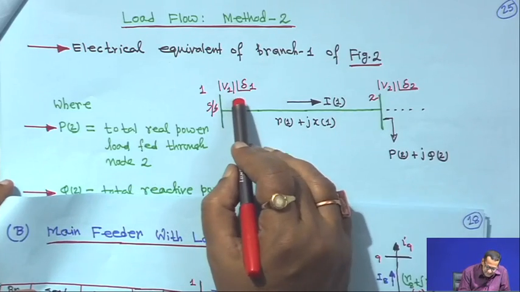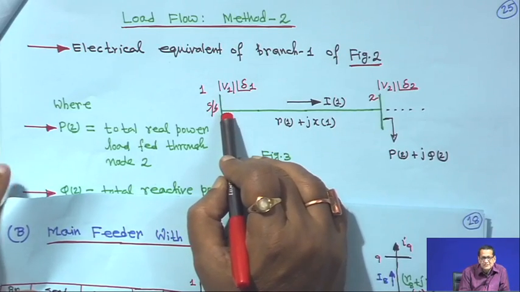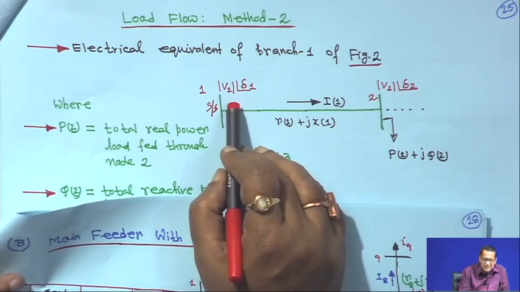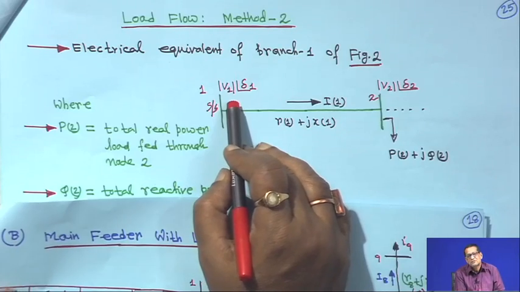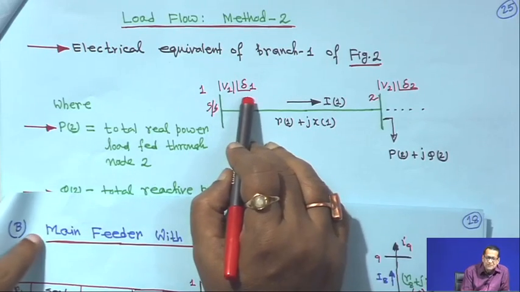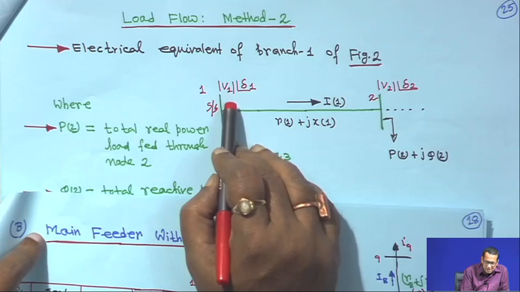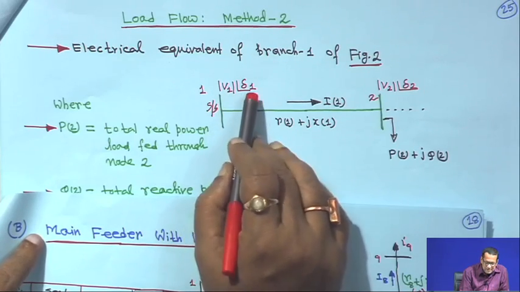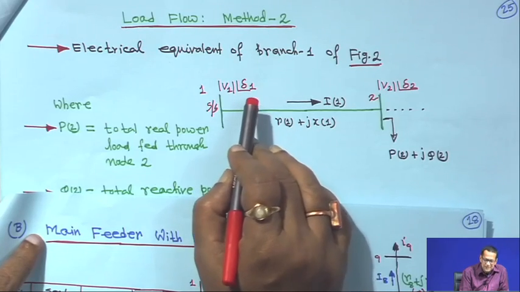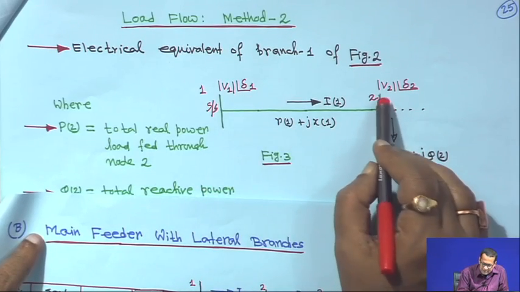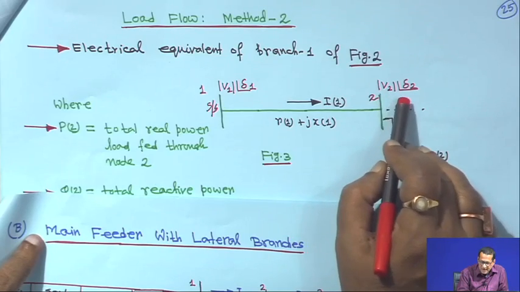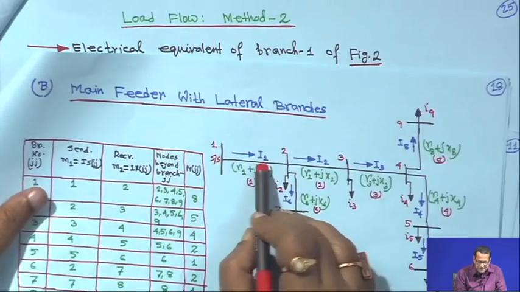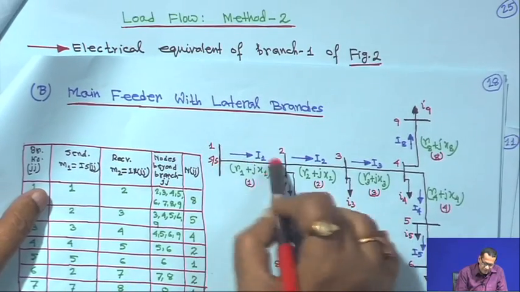This is the substation, the slack bus for distribution load flow, as we will see later. Mod V1 is the voltage magnitude; I will not say mod V1, mod V2 and so on again and again, I will simply write V1 angle delta 1, but it is understood that this is the magnitude. Delta 1 is the angle of the slack bus, but for our study we will assume delta 1 is 0. Similarly, node 2 has voltage magnitude V2 and angle delta 2. Current flows through this branch 1, between node 1 and node 2, which is the electrical equivalent.